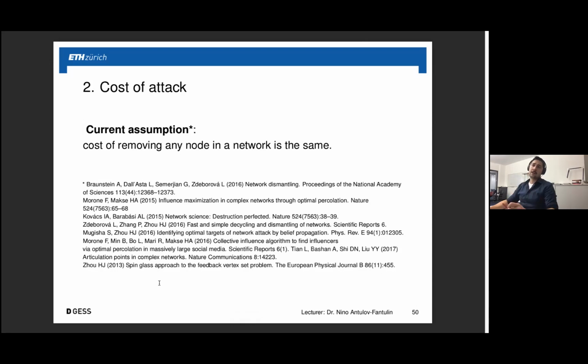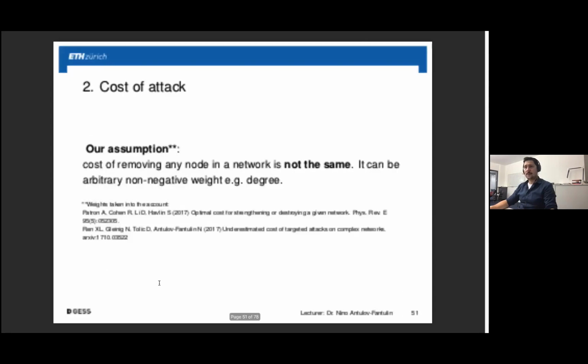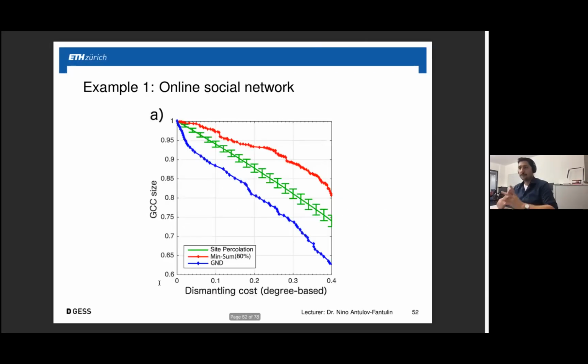At that point, the current assumption was that the cost of removing any node in a network is the same. Here is a research overview of different papers. What we try to analyze better is that the cost of removing a node in a network is not the same. It can be arbitrary, negative weights, or a degree, or something else. And there are also other papers that have taken the weights into account.